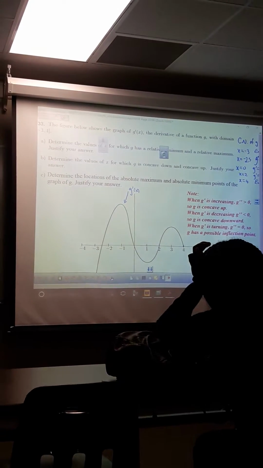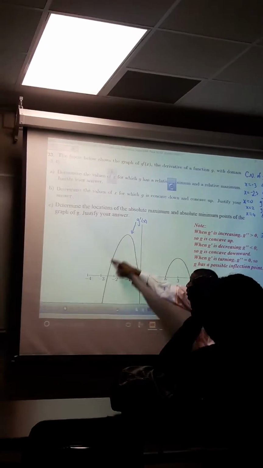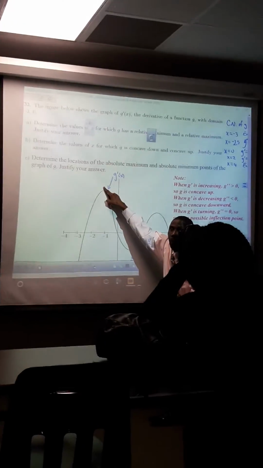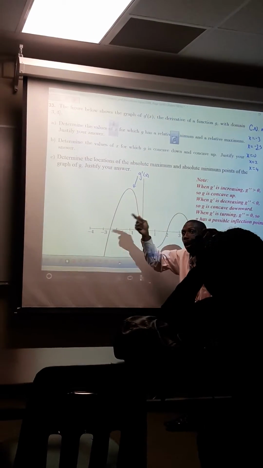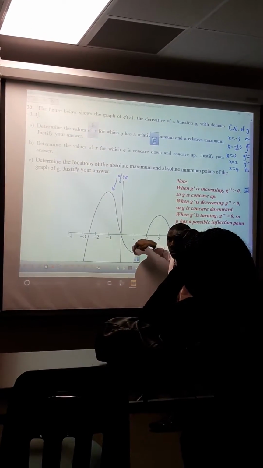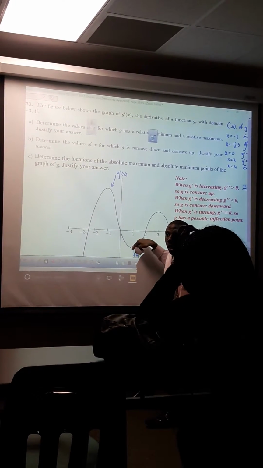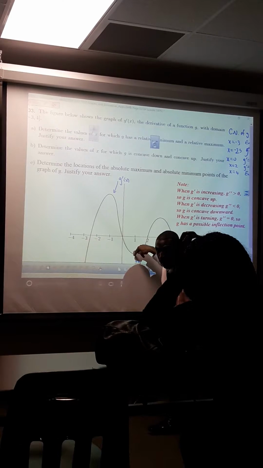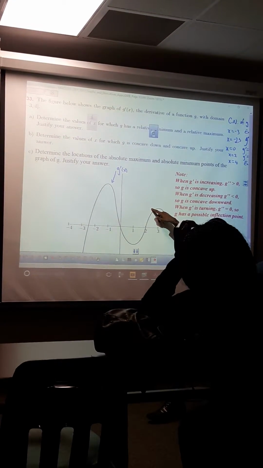That's why you have to do 15, 15, 30, because you have to know these things, right? When g prime is increasing, g double prime is positive. That means that on that same interval, g is concave up. When g prime is decreasing, g double prime is negative, which means g is concave downward.